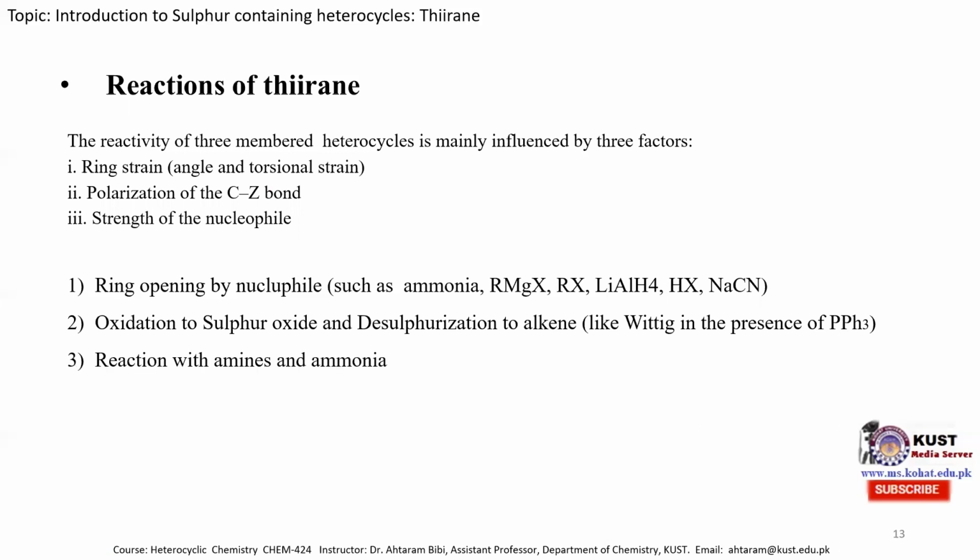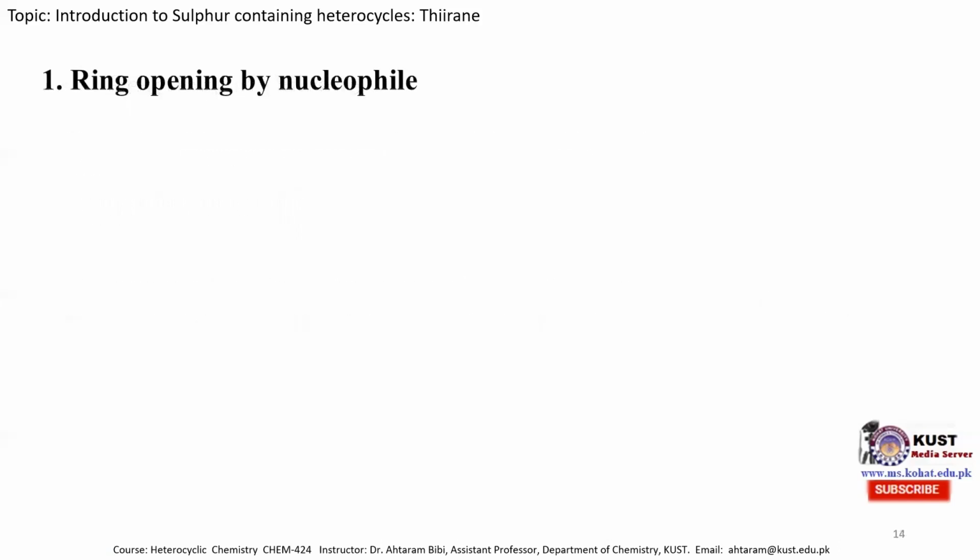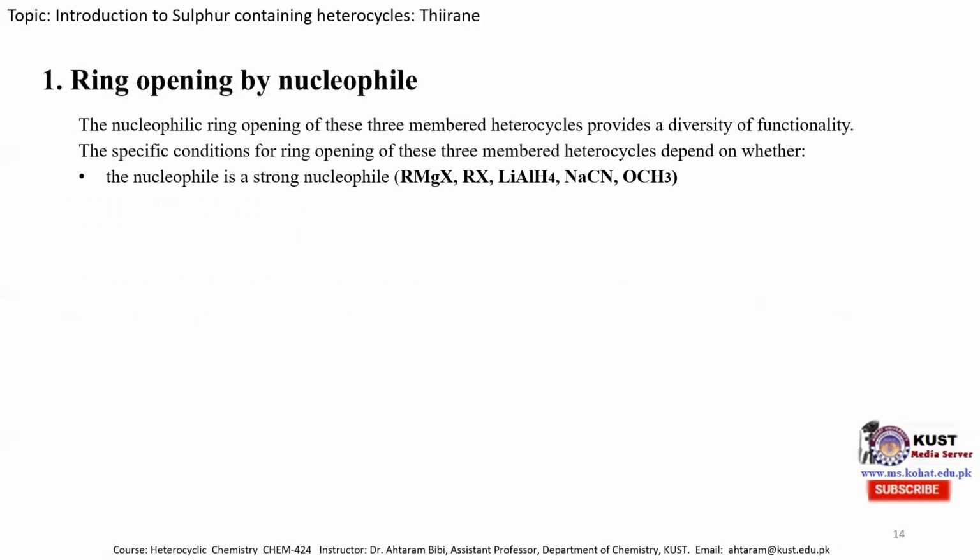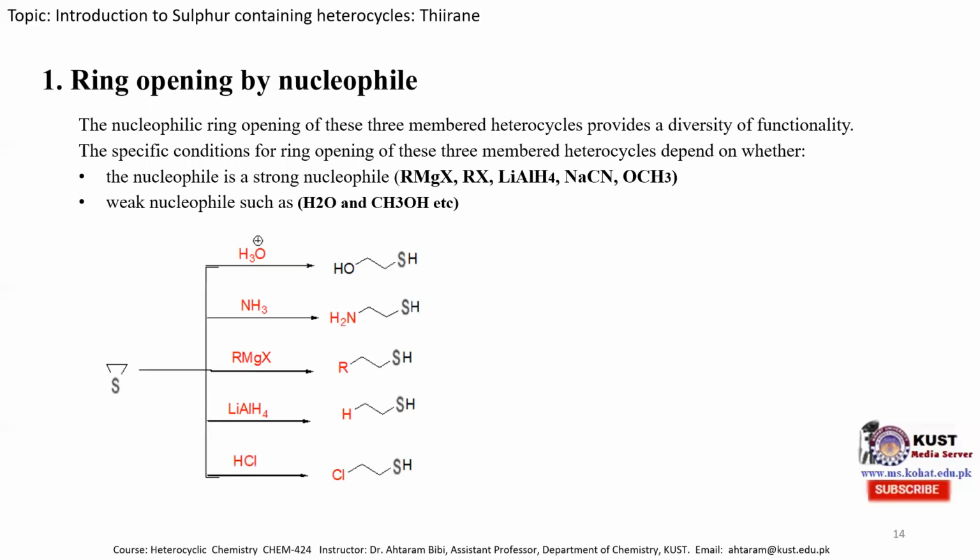And the third reaction is reaction with amines and ammonia. So we'll discuss these reactions one by one. First one is the ring opening reaction by nucleophile. And here I mentioned that it reacts with various nucleophiles, strong nucleophiles such as Grignard reagent, alkyl halide, lithium aluminum hydride, sodium cyanide, or methoxide, sodium methoxide, or potassium methoxide. And the ring opening can also happen with weak nucleophiles such as water and methanol.